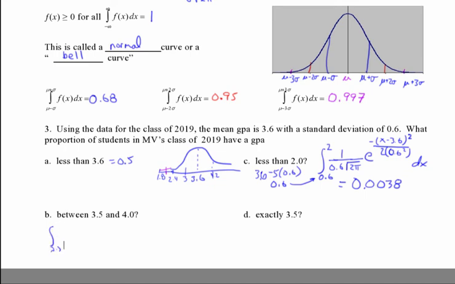So 3.5 to 4 of the exact same thing. Try to think about it while you're writing. 1 over the standard deviation, square root of 2 pi, e to the negative, x minus the mean, quantity squared, divided by 2 standard deviation squared. And then we have our dx.